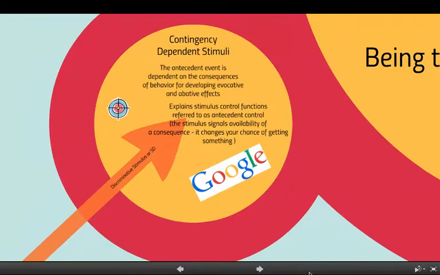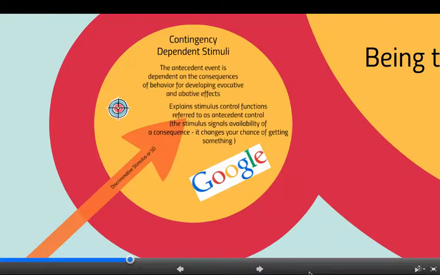So this kind of stimulus, the word Google, falls squarely into the category of a contingency-dependent stimulus. Why? Because its power depended on the contingencies. It depended on the consequences. It depended on reinforcing consequences that occurred.